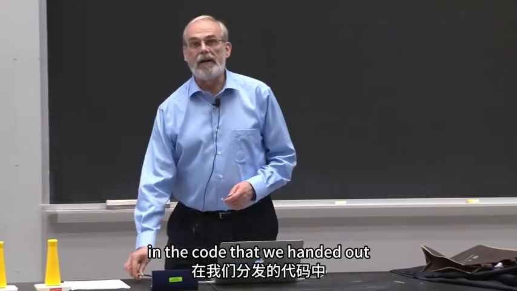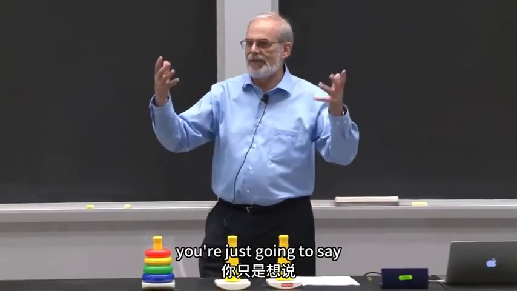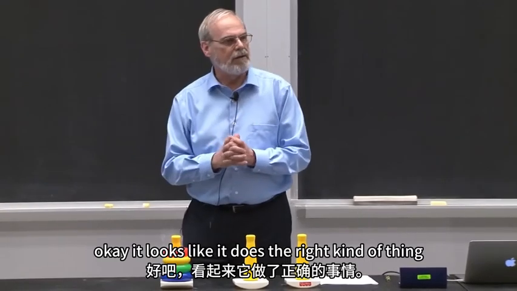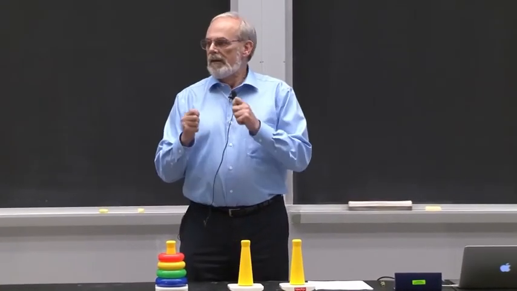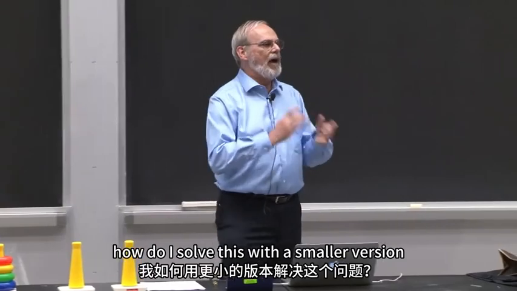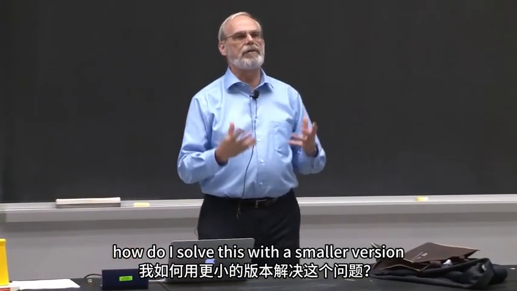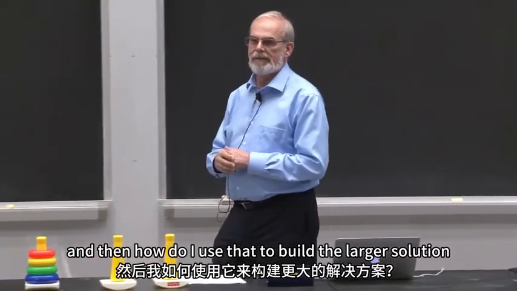In the code that we handed out, you'll see this code. You can run it. I'm not going to print it out, because if I did, you're just going to say, okay, it looks like it does the right kind of thing. Look at the code. Nice and easy. And that's what we'd like you to do when you're given a problem. We ask you to think about it recursively. How do I solve this with a smaller version of the same problem? And then how do I use that to build the larger solution?